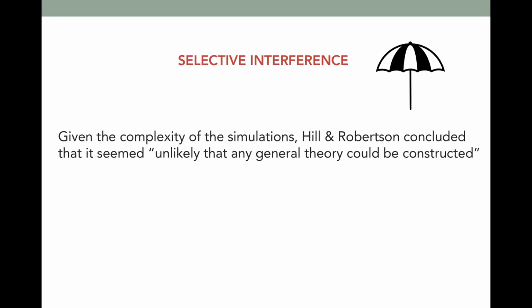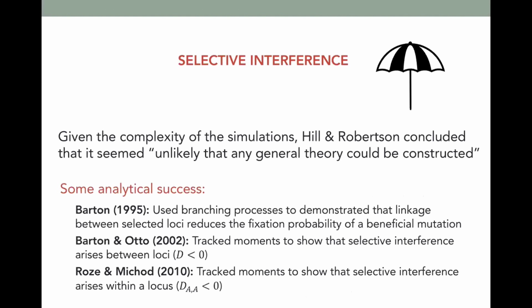Given the complexity of the simulations requiring tracking multiple alleles at multiple loci, Hill and Robertson concluded that it seemed unlikely that any general theory could be constructed. But since then, we've had some analytical success. My colleagues and I have been using a variety of approaches, including using branching processes to see how much selective interference reduces the chance of fixation of beneficial mutations, as well as tracking moments to show how strong selective interference becomes and how it reduces the rate of adaptation.